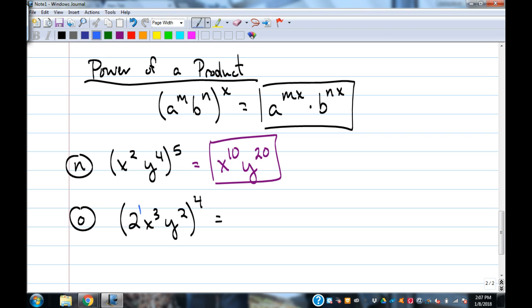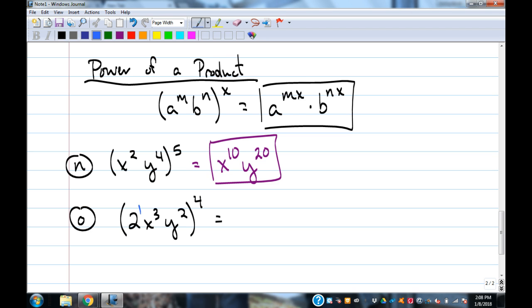Here's what you got to realize. What are the bases that are on the inside? 2 is a base, x is a base, y is a base. There's 3 bases there. So that means you're going to have to multiply this 4 that's on the outside to 3 different exponents. Again, it goes back to you've got to recognize what your bases are in the problem. Okay? And this one we have 3 bases, 2, x, and y.